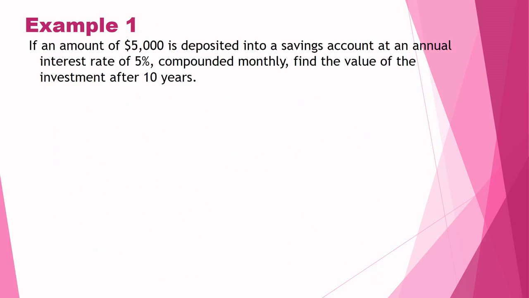Okay, we have example 1. If an amount of $5,000 is deposited into a savings account at an annual interest rate of 5% compounded monthly, find the value of the investment after 10 years. So the given here are: P, the principal, is $5,000. The rate is 5%, which is 0.05. Compounded monthly, so our conversion for monthly is equivalent to 12, so n is equal to 12. The time is 10 years.